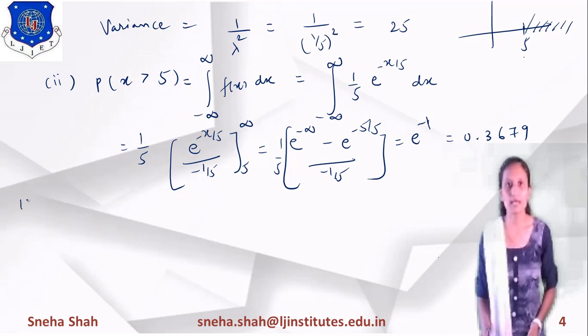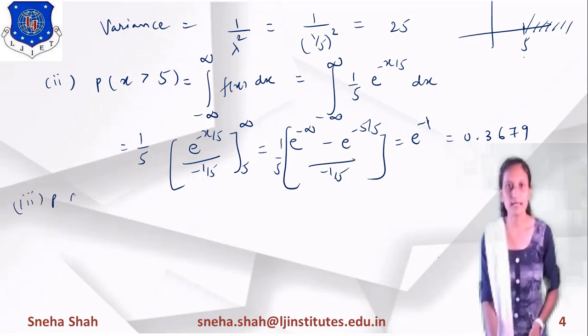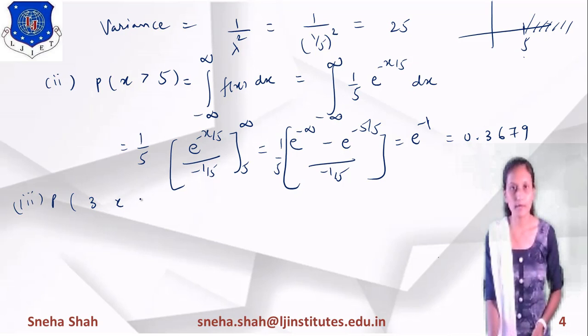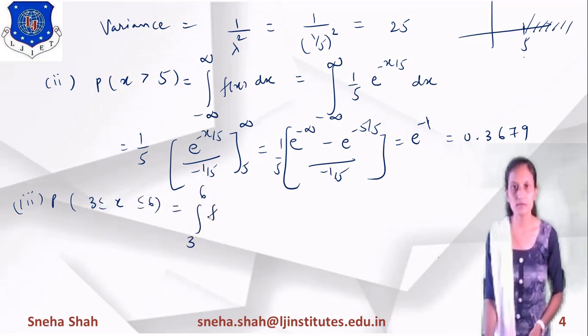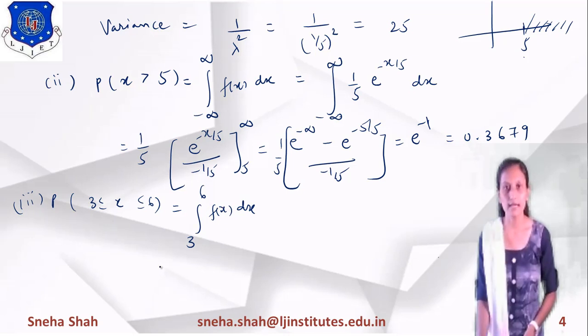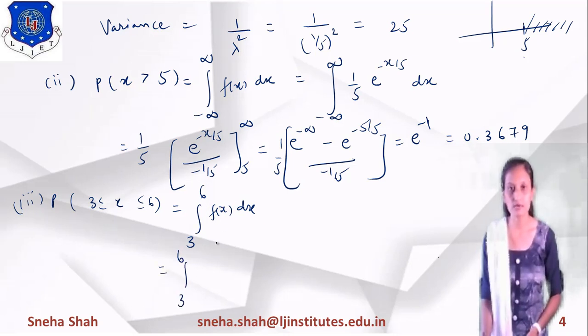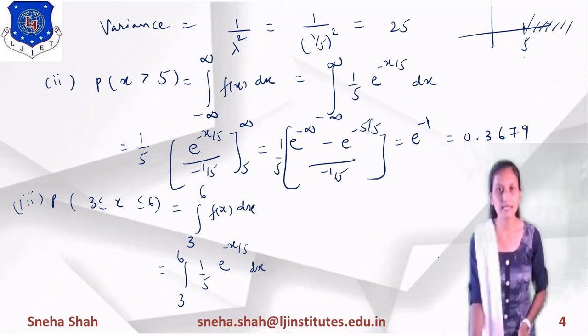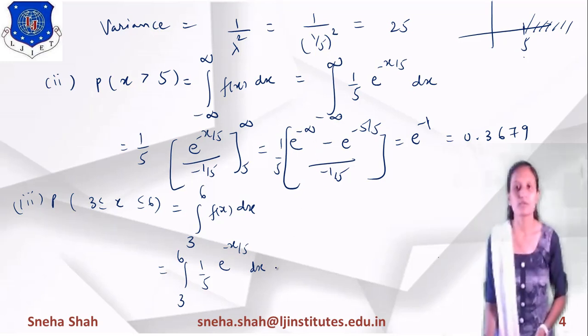Now we have to find the probability of x in between 3 to 6. If I want to find this, the equation will be from 3 to 6. If we integrate f of x dx, then we can find its probability. So we put in the value of f of x: the term will be integral from 3 to 6, instead of f of x, 1 by 5 e raised to minus x by 5 dx. In the same way, we will take 6 as the upper limit and 3 as the lower limit.